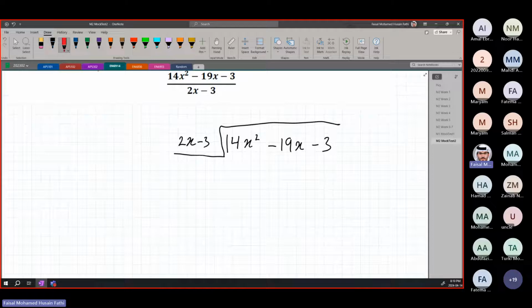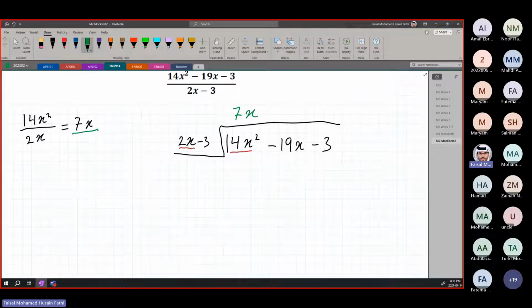First step is you're going to look at the first value over here and the first value over here, and you're going to divide them by each other. So you're going to do 14x squared divided by 2x, and you will find your value. So here, 14 over 2 is 7. X squared over x is simply just x. So this value is 7x, and then you're going to write here, this is your first value, 7x.